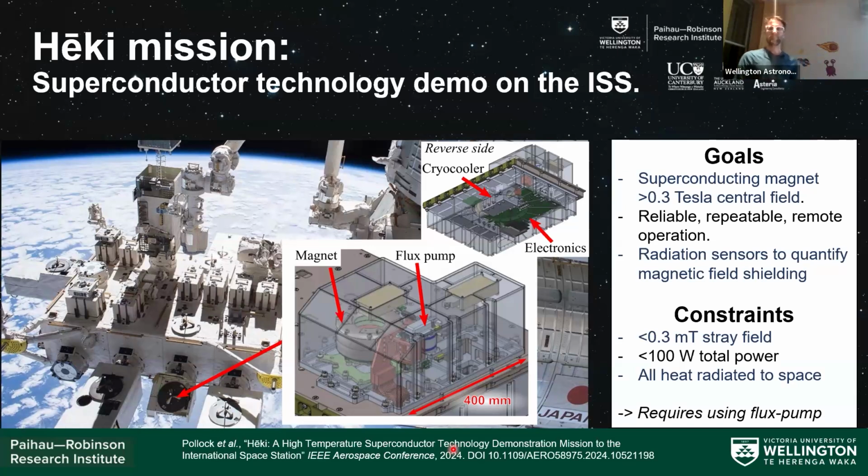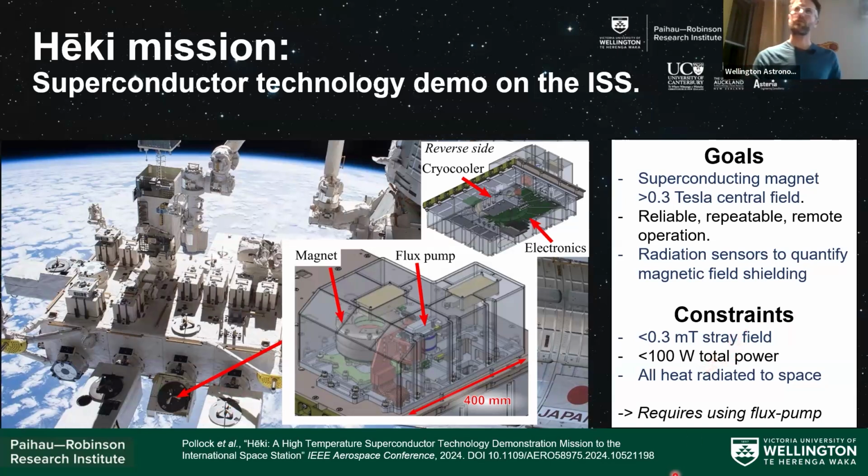Of course, we face some challenges. I've just listed a couple here because it's on a crewed spacecraft. We need to have a very low stray field, and we also don't want to upset our neighbors. So we're going to occupy this space on the Japanese experiment module, and we don't want our magnetic field to upset the experiments either side of us. So we have to keep quite a low field.